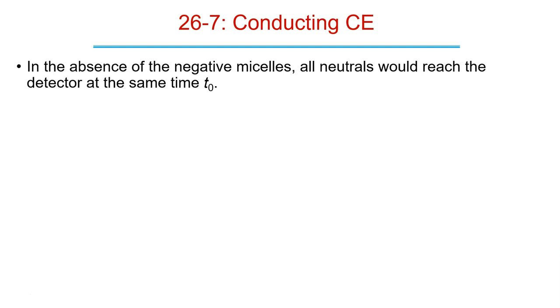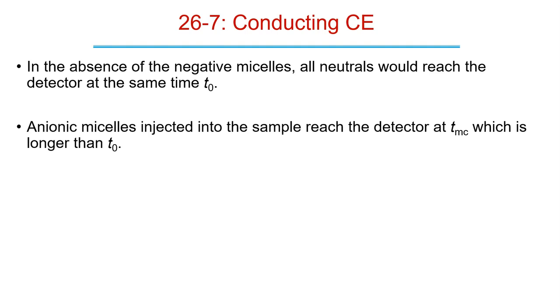Now, in the absence of negative micelles, remember, all the neutral stuff would come out at the detector at the same time. They're not coming out with the cations, they're not coming out with the anions, they're all dumping together. Now, if you add in anionic micelles, they'll be injected and reach the detector at the time that's called TMC. Remember, anionic micelles are going to be repulsed by the detector, but they're eventually going to get there because of the EOF. But the TMC time, which is basically the time the stationary phase is eluting from the column, is going to be way longer than the void time, the T0 time.